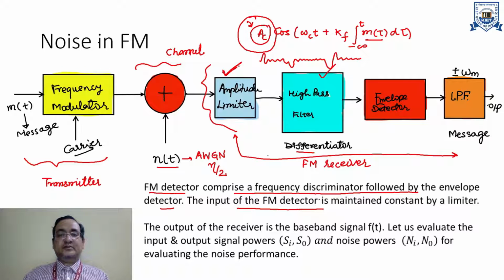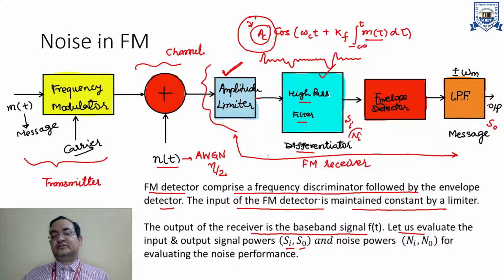So the amplitude limiter is the first circuit, and after that, the output of the limiter will pass through a high pass filter. The input of the FM detector is maintained constant by the limiter. The output of the receiver is the baseband signal f(t). Let us evaluate the input and output signal powers S_i and S_0. I am dealing with this point as S_i, and this as S_0. Here it is N_i because this is the bandpass noise, and this is N_0.